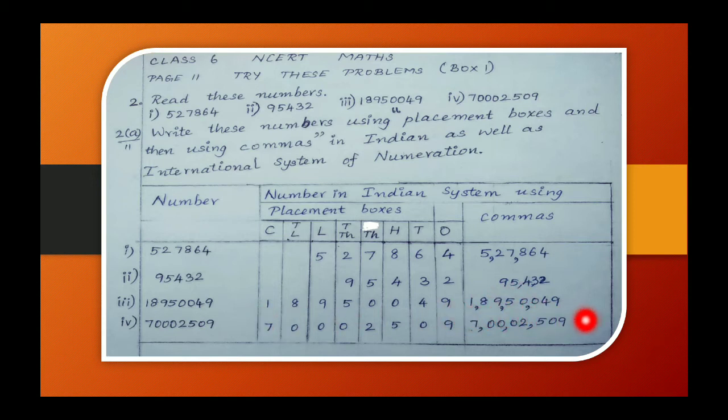Next, write the number. Write the digits of the number. Put the first comma after 3 digits, 940. Then after 2 digits, 0 and 5, which means 50,000s. Second comma. Then after 2 digits, third comma. Similarly for the last number. After 3 digits, first comma. After 2 digits, second comma. Again after 2 digits, third comma.